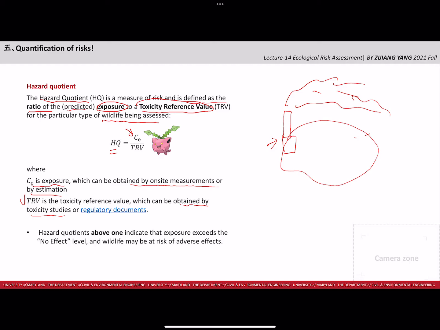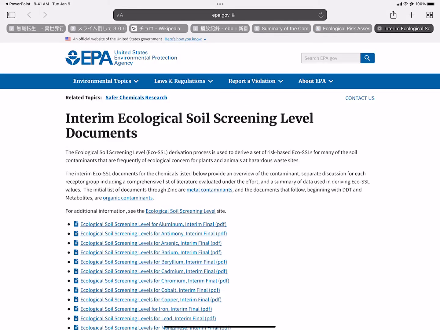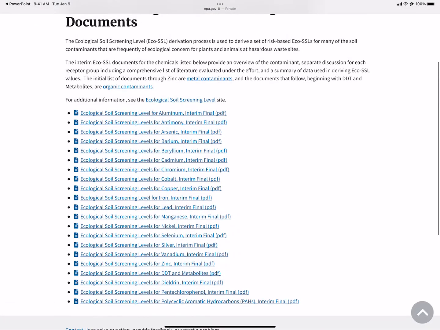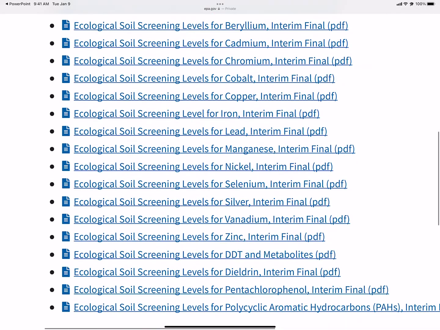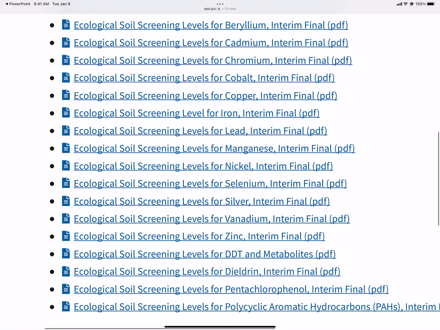toxicity studies can provide information on the toxicity reference value. But for some screening levels, we may use some regulatory documents. And here are some examples. So this website shows the ecological soil screening level document. This is for soil, because I'm working on soil, so I'm familiar with this. And we can see it provides the toxicity reference values of different chemicals. So which one are you interested in?